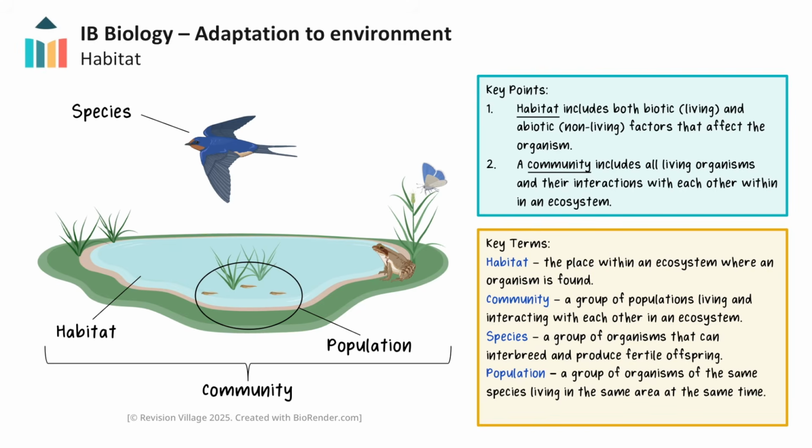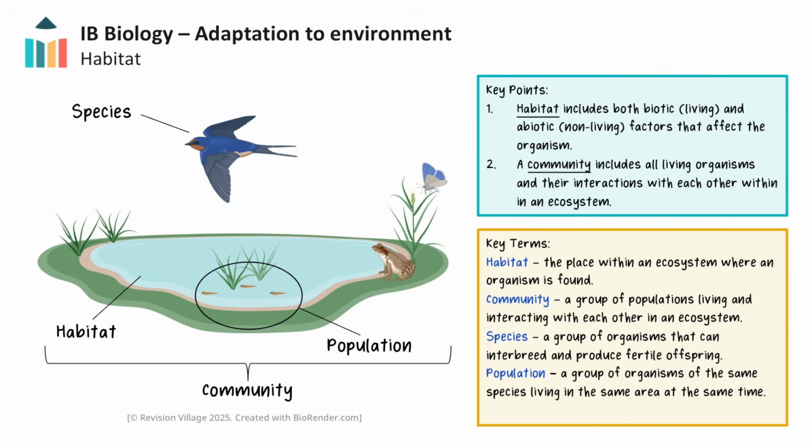Next, we have a species, which is a group of organisms that can interbreed and produce fertile offspring. The bird flying above the pond represents one species. Every species has adaptations that allow it to survive in its particular habitat, such as the bird's wings for flight or the frog's moist skin for life near water.